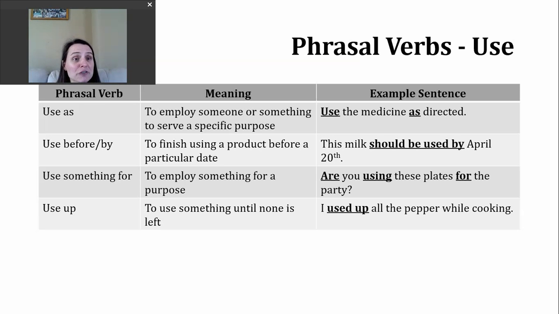Finally, another phrasal verb you might hear is use up. It means to use something until none is left. I used up all the pepper while cooking.